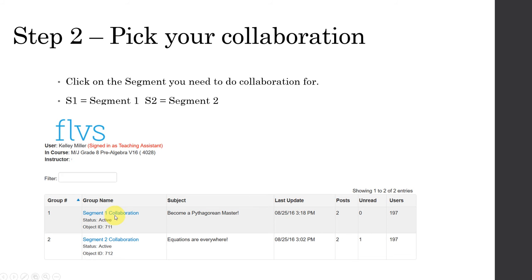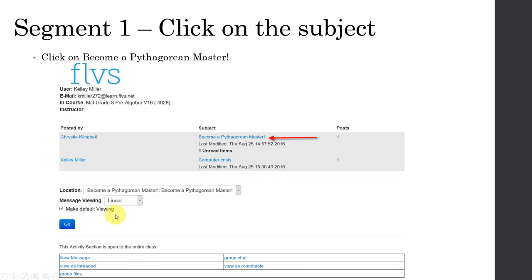So you basically click right on here, and what happens is you come up to a page that looks like this. You want to find your teacher, which in this instance would be Miss Klingbeil, and then you are going to click on Become a Pythagorean Master. Now, if you were doing this for the second semester, you obviously would click on the second semester, but because we're pretending we're in the first semester, we're going to click on Become a Pythagorean Master.